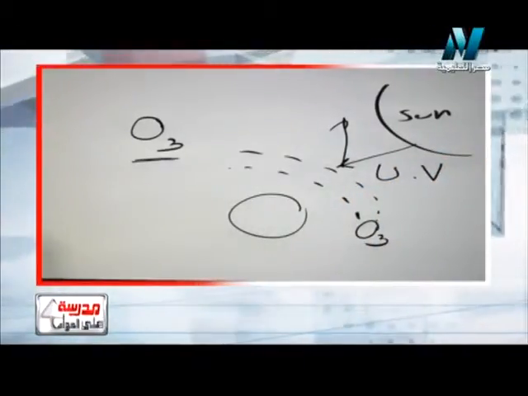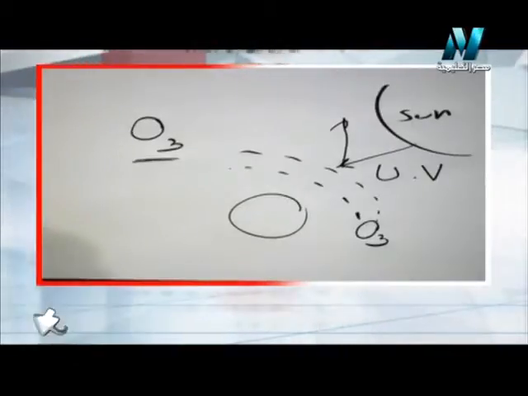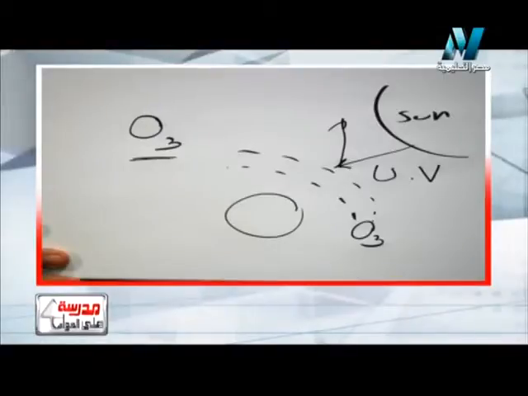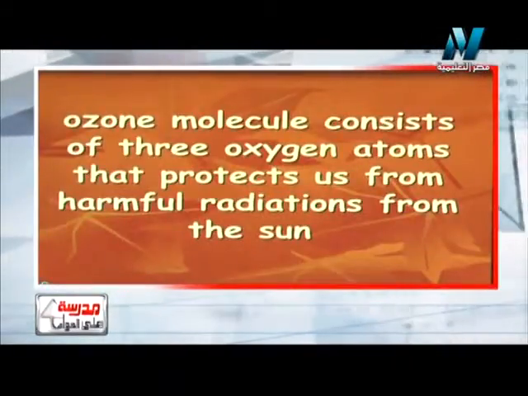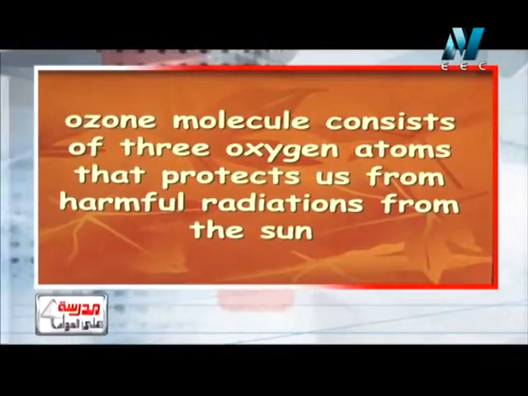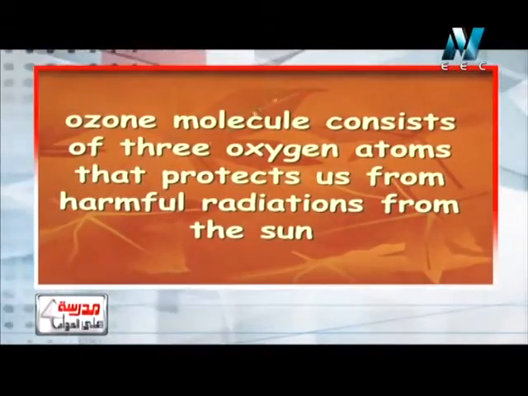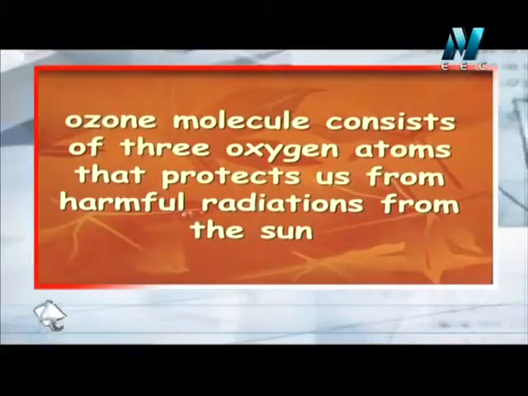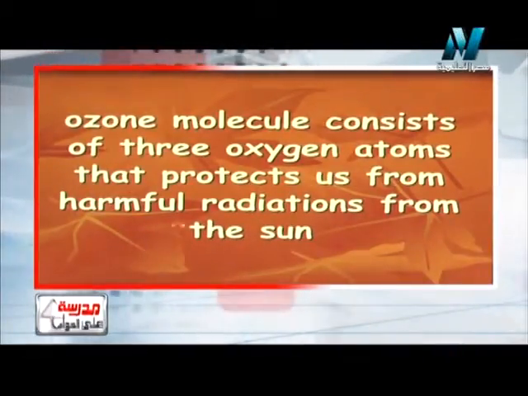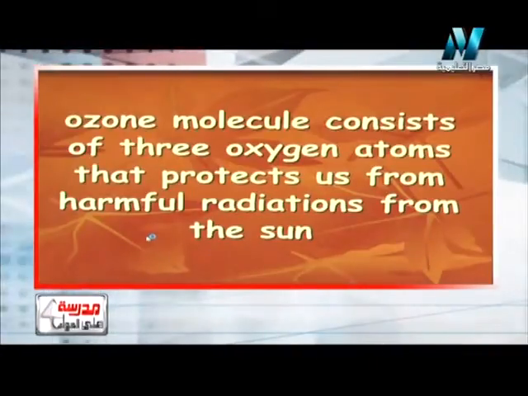So الأشعة الفوق بنفسجية أو ultraviolet radiation comes out from the sun and ozone protects us from them by absorbing this radiation or by re-emitting them again. هو بيعملهم إرسال مرة تانية للشمس أو للفضاء الخارجي. So the ozone molecule consists of 3 atoms of oxygen that protects us from harmful radiation coming out from the sun.